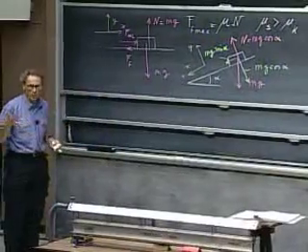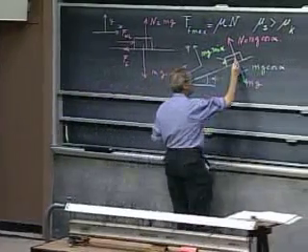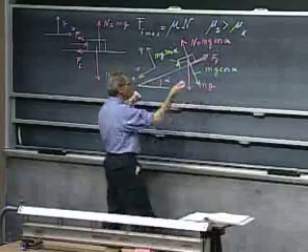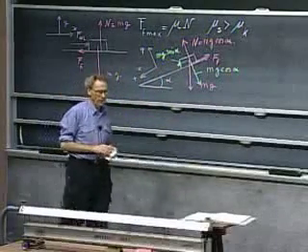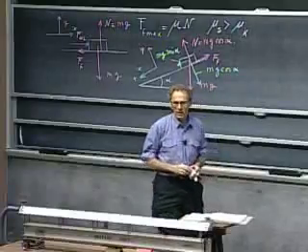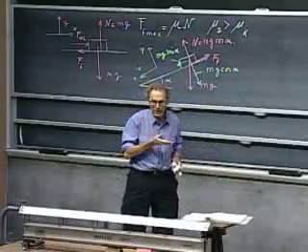Now this object wants to slide downhill. Friction prevents it from doing so. So there's going to be a frictional force in this direction. And as I increase the tilt, this frictional force will get larger and larger and larger, and then there comes a time that the object will start to slide.